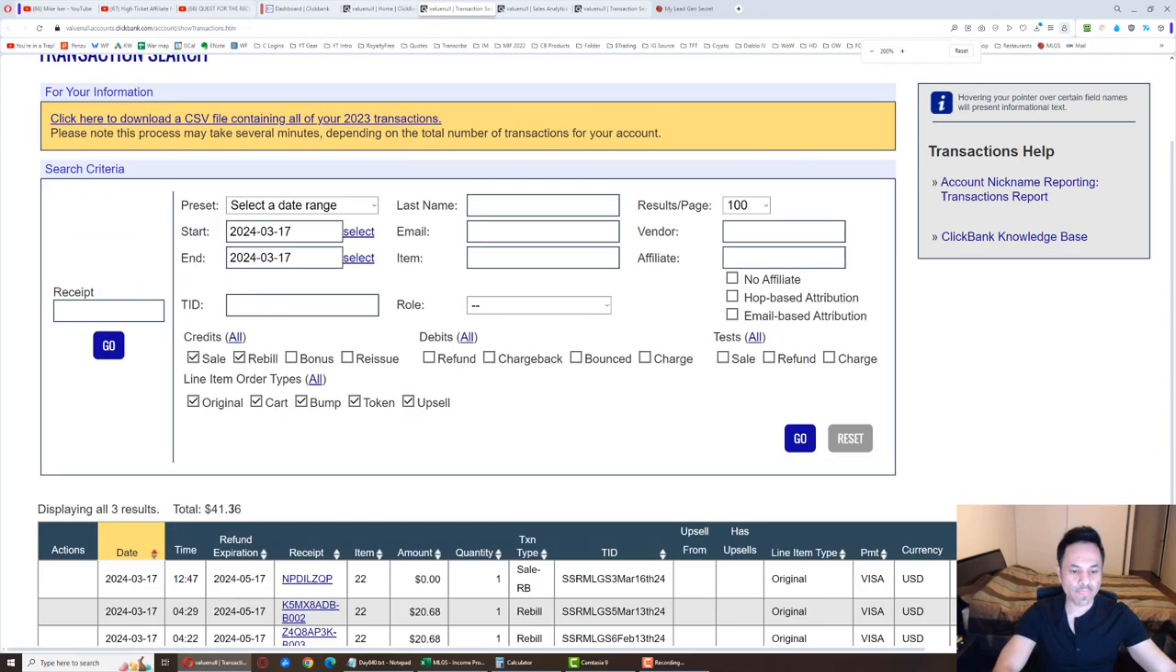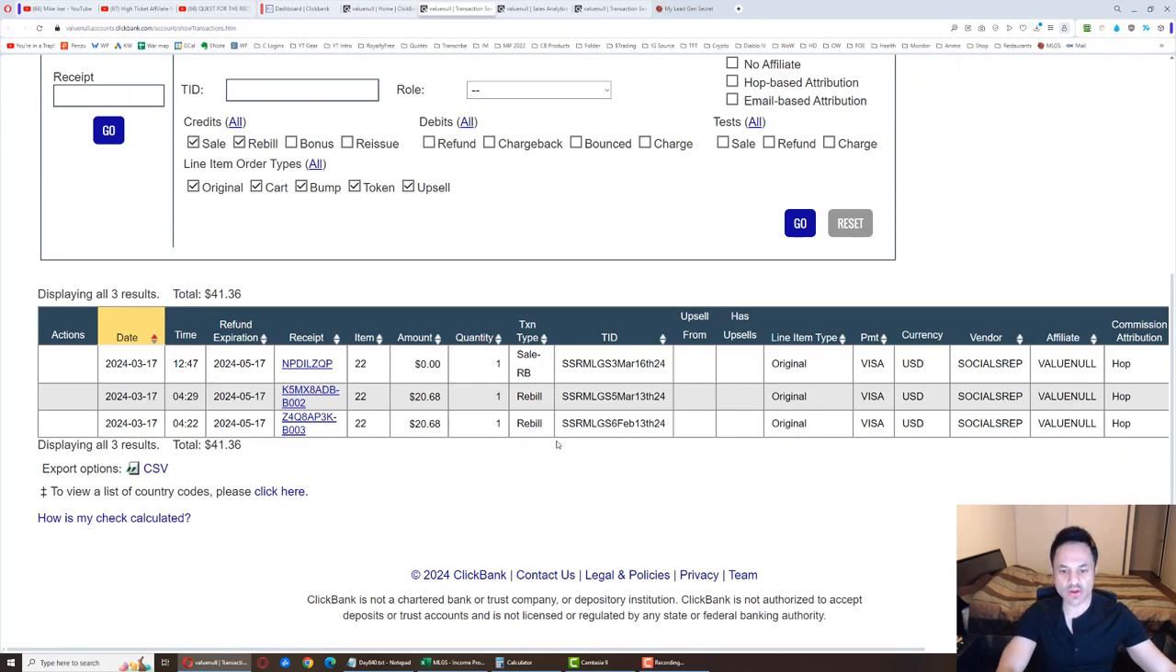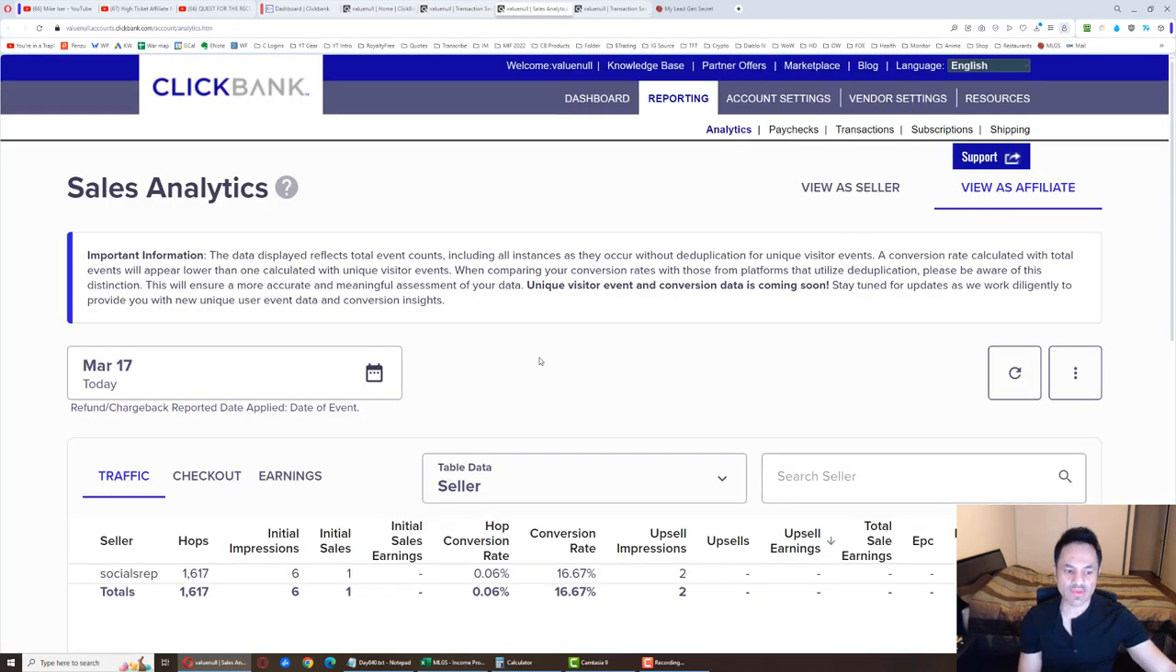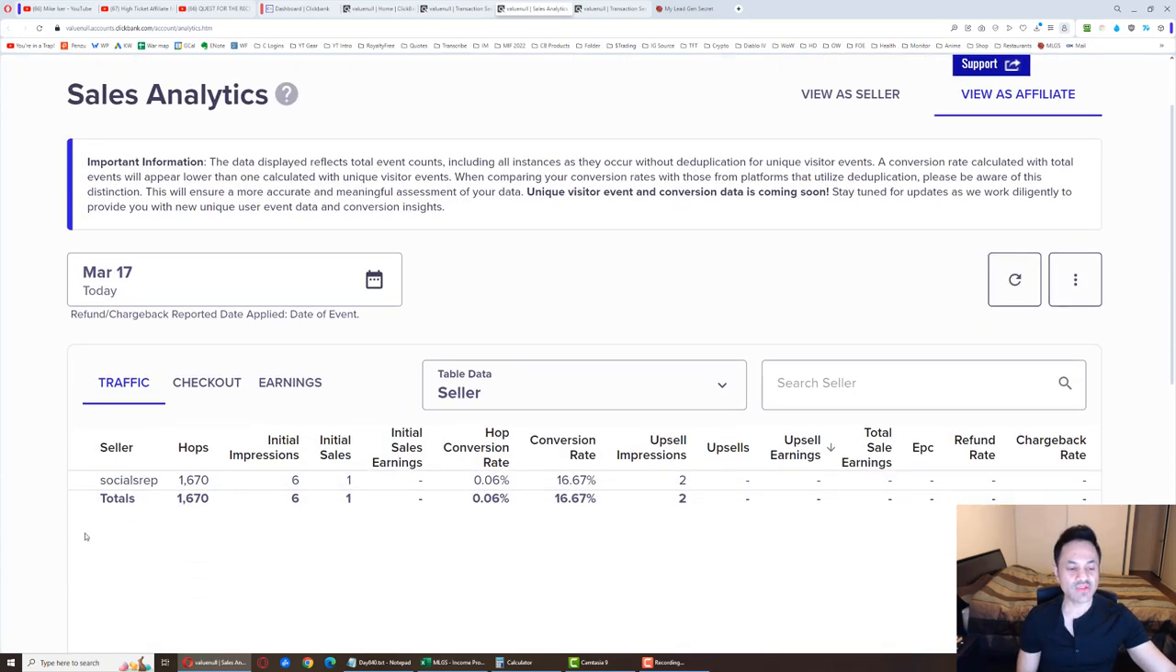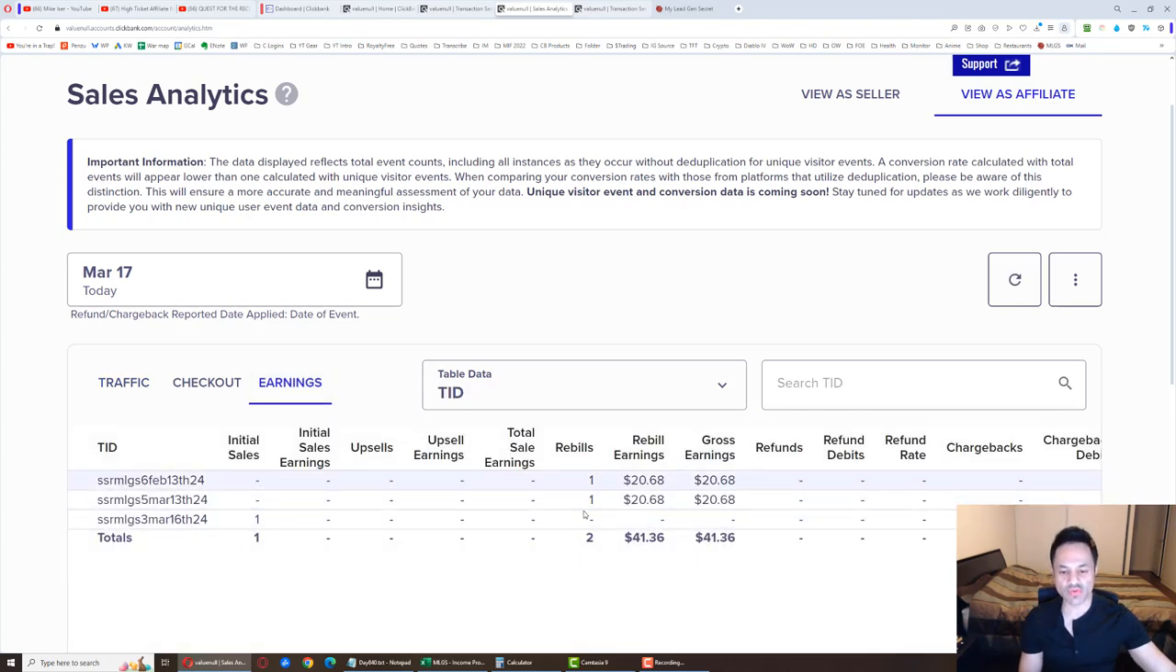And looking here, we can see, like I said, we got the two $20 sales for account five and account six. We got a sale from account three for $0, but that's going to turn into an actualized sale in another 3 days. This is a trial sale, right? And if we look over here so far, let me refresh it. We have 1,670 hops, that's quite a lot. Six initial impressions or sales form impressions. We got one trial sale. And over here, we got the two rebills.